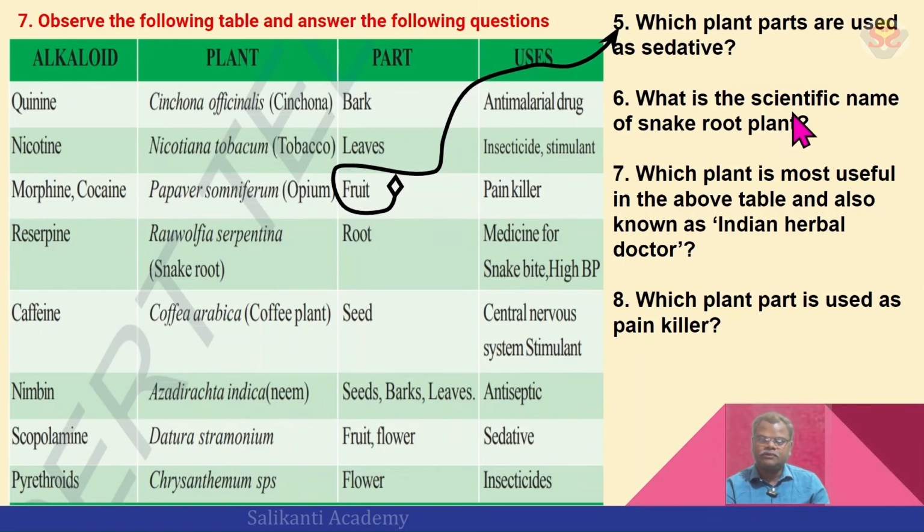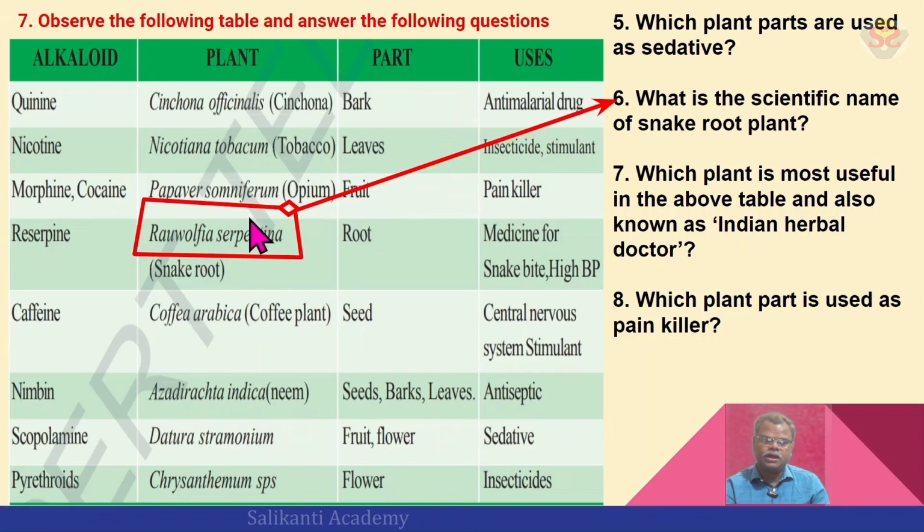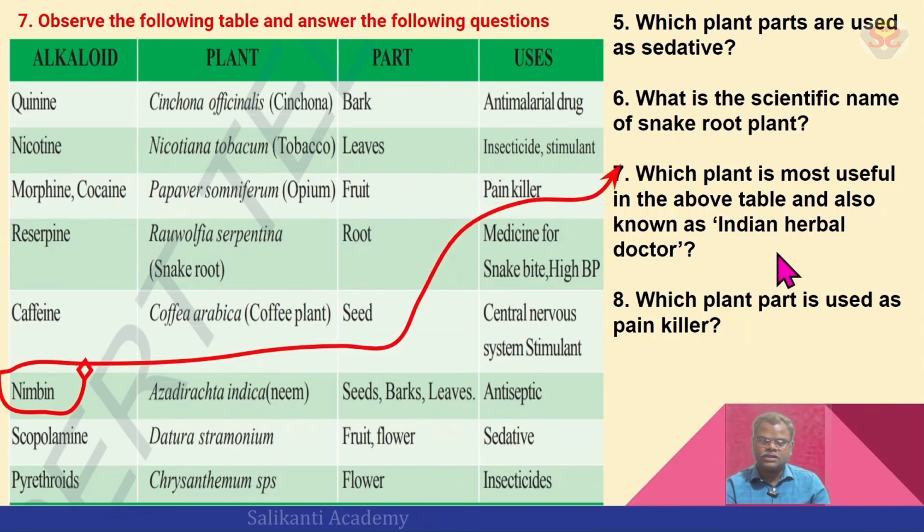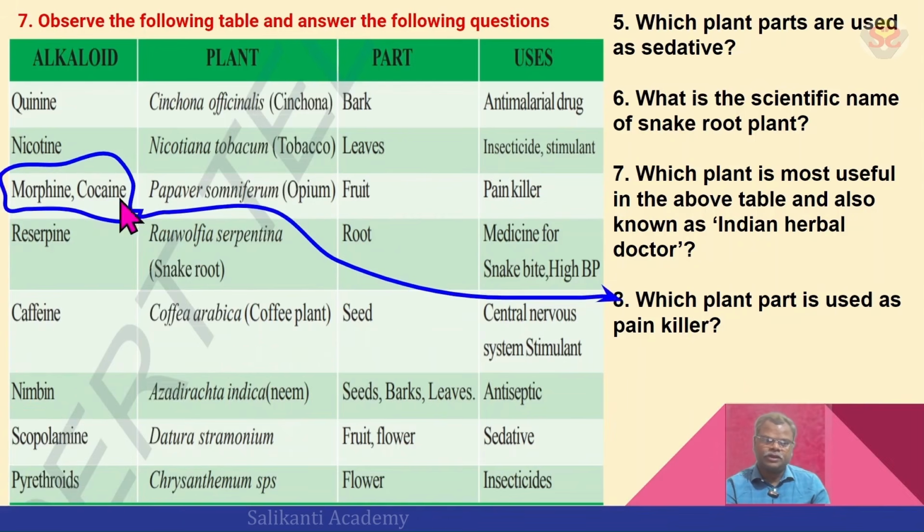What is the scientific name of the snake root plant? Rauwolfia serpentina. Which plant is most useful in the above table and also known as Indian herbal doctor? Nimbin. Which plant pod is used as painkiller? Morphine and cocaine.